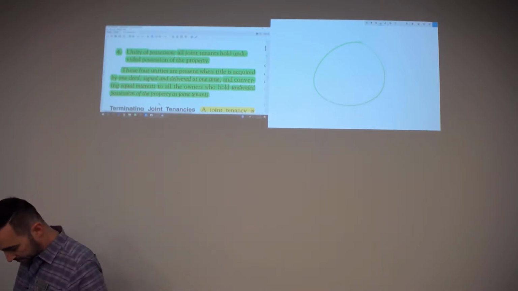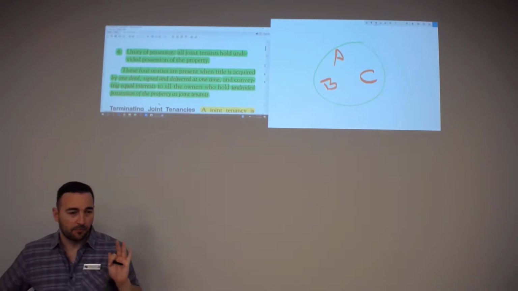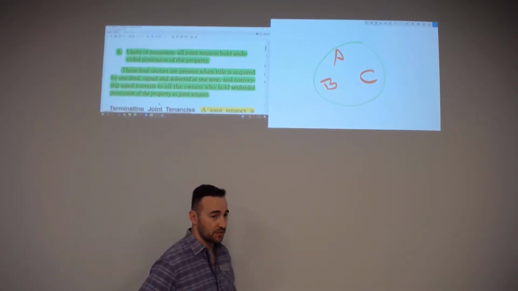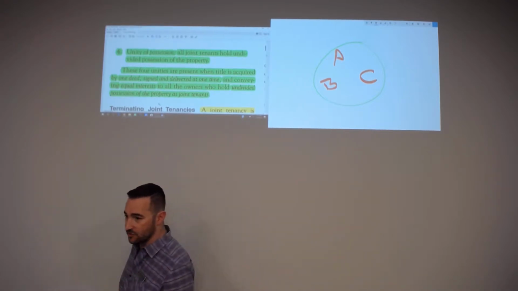Alright, hold on. A, B, C. There's 3 people that bought the property at the same time through the same interest, right? Same title, same possession. This is a JT.